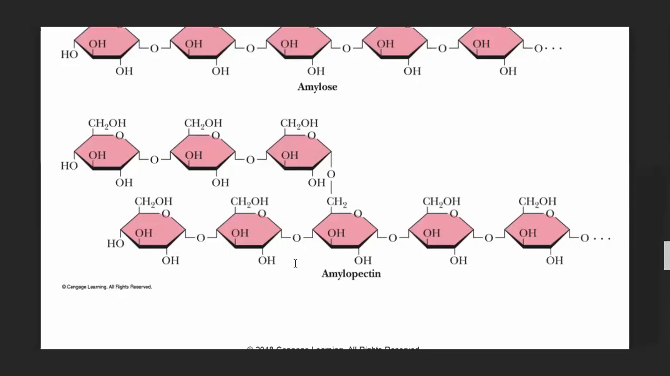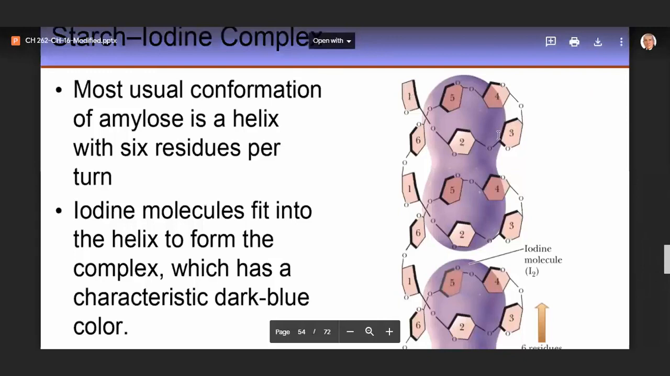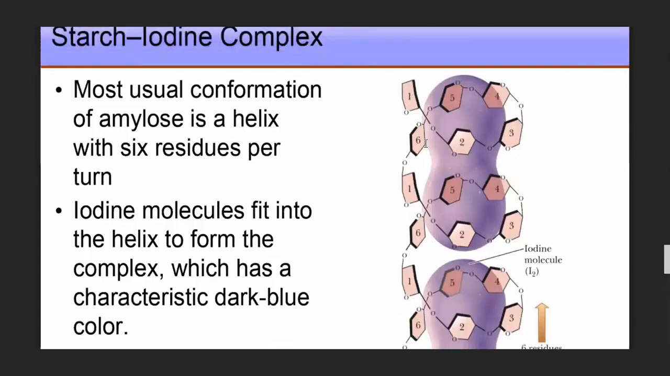Now, there is something called the starch-iodine complex. The most usual conformation of amylose is a helix with 6 residues per turn. Iodine molecules can fit inside of the helix to form a starch-iodine complex, which has a characteristic dark blue color.